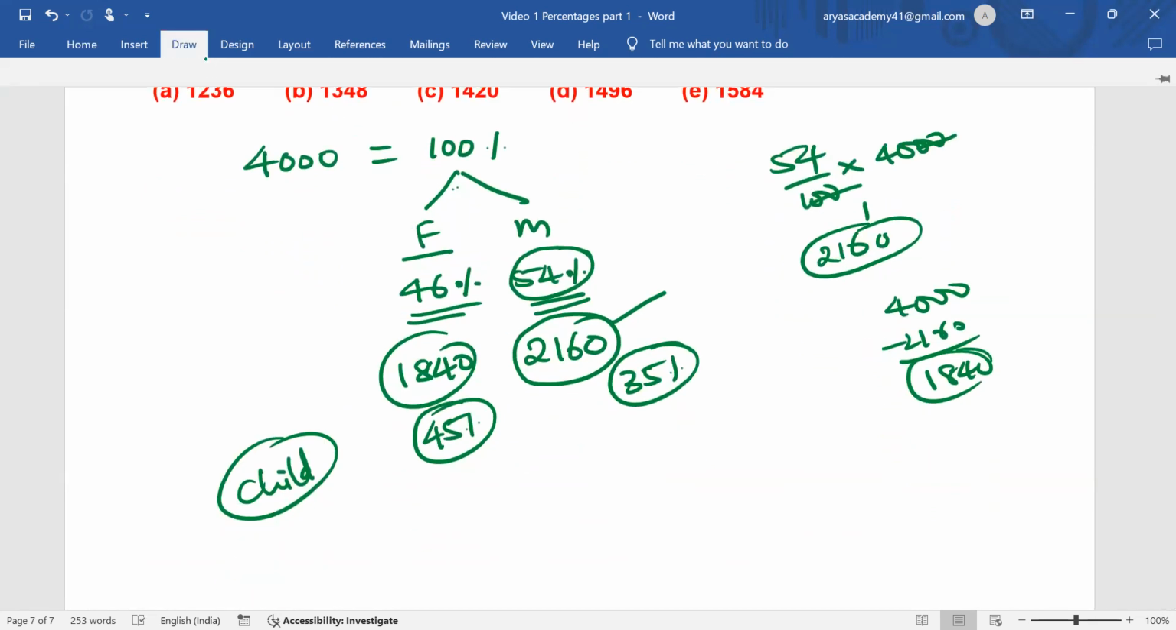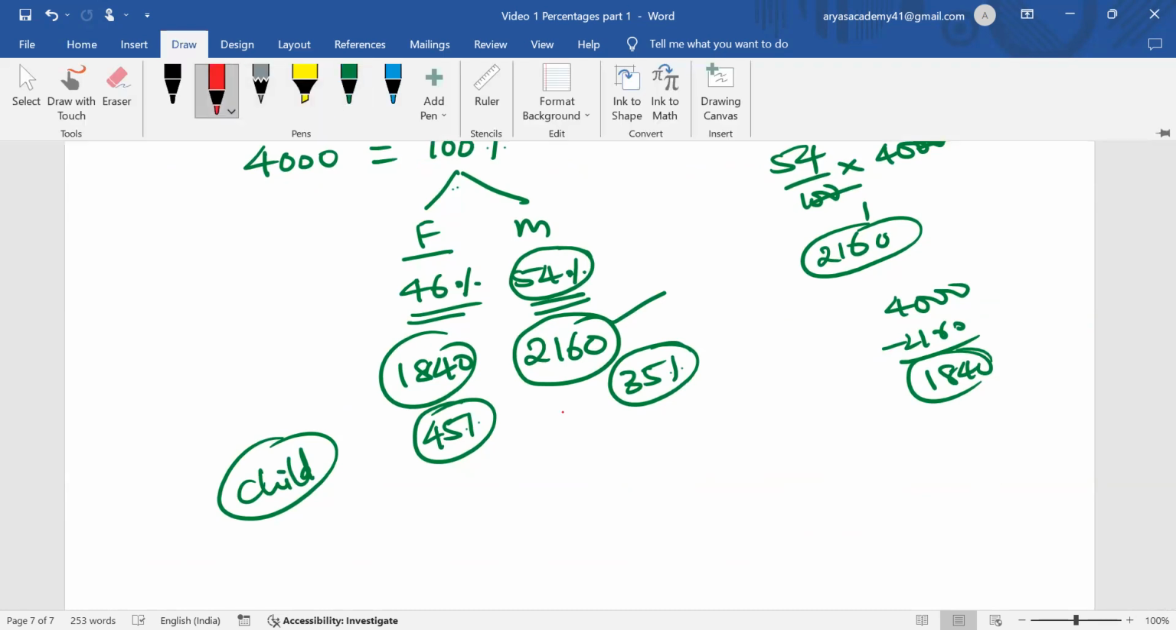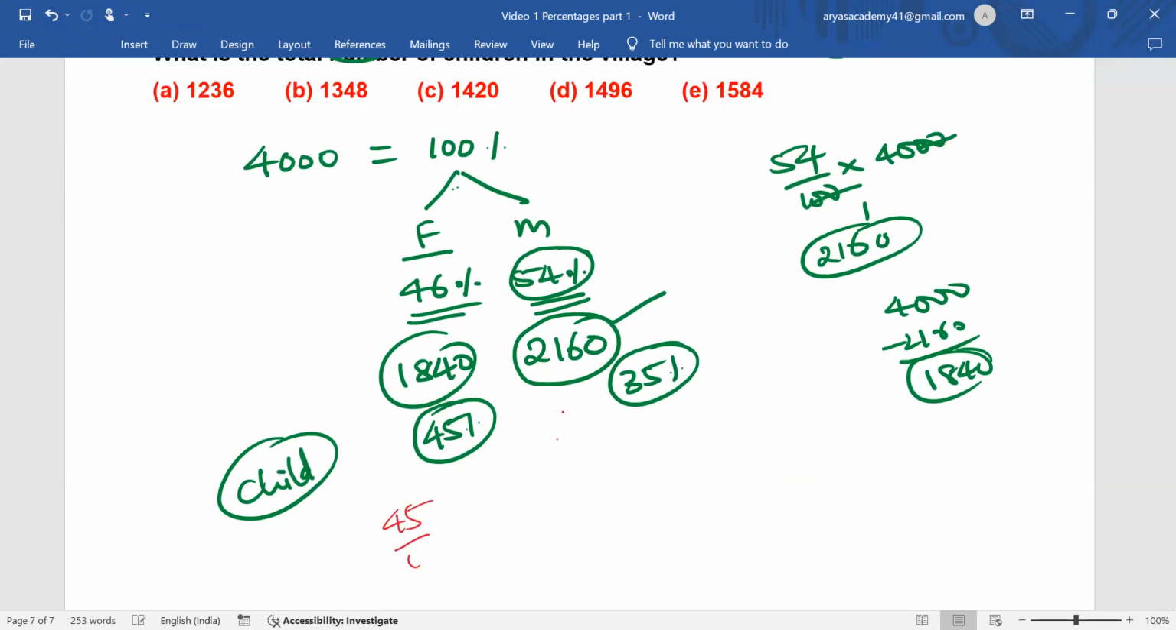So try to calculate that. 45% of what? The total number of females, that is 1,840. Go for cancellation. This 0 cancels. 5 9s are 45, 5 2s are 10. So 2 will go 92 times. 9 2s are 18. 9 9s are 81 plus 2. 828. 828 are child females.